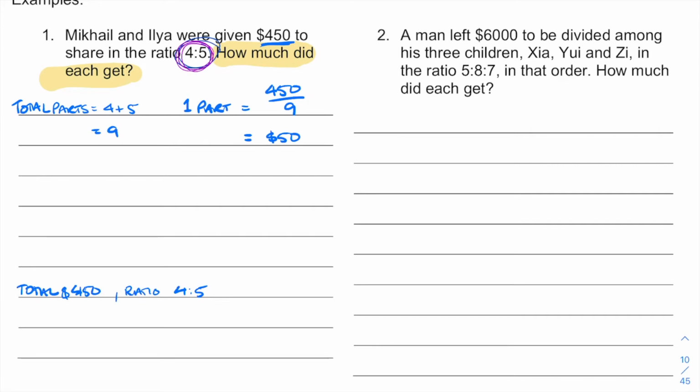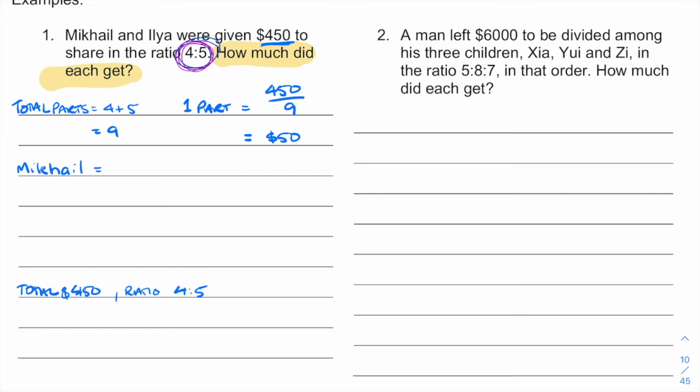Next thing that we need to do is we're going to work out how much Mikhail gets and how much Ilya gets based off that ratio. Now, if you remember to the last video, we said these are in order. So Mikhail is getting the 4 parts and Ilya is getting the 5 parts. Okay? It's 4 to 5, Mikhail to Ilya. So let's look at Mikhail first.